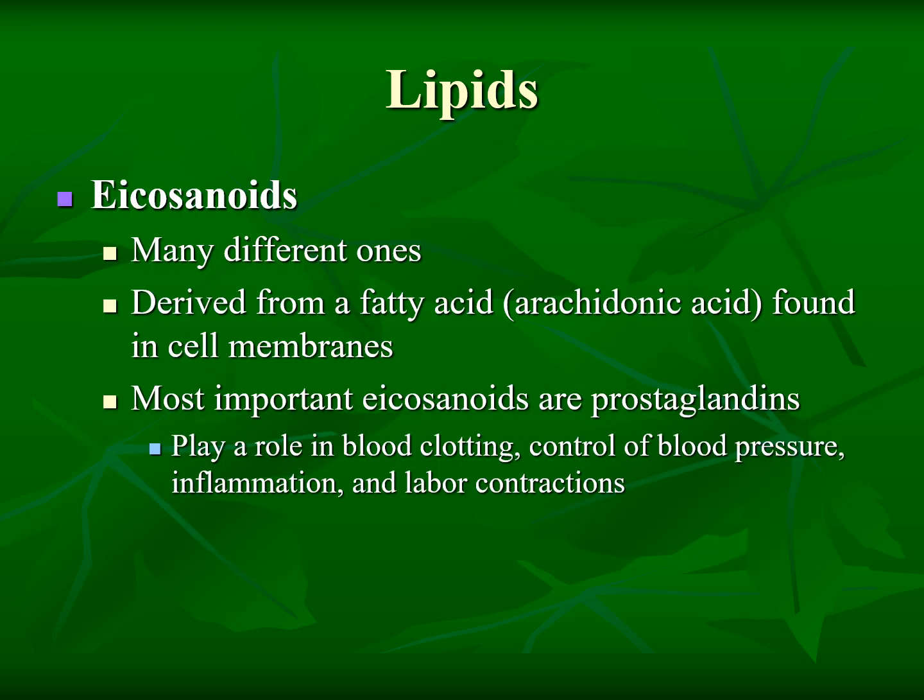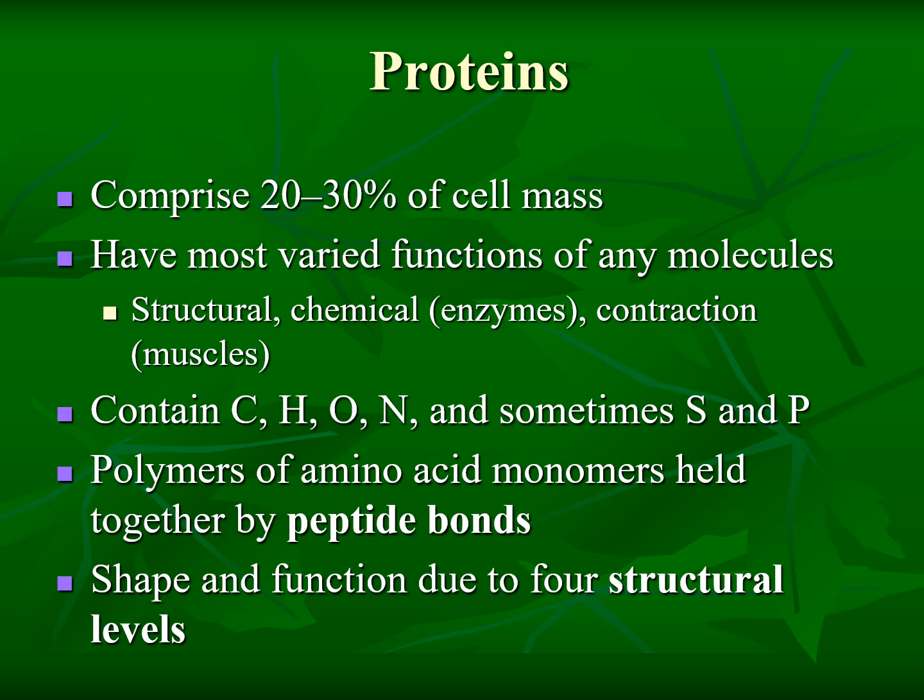And then eicosanoids are derived from fatty acids. They're found in cell membranes. A lot of these are prostaglandins that will play a role with blood clotting, helping with blood pressure, dealing with inflammation, and things such as that.